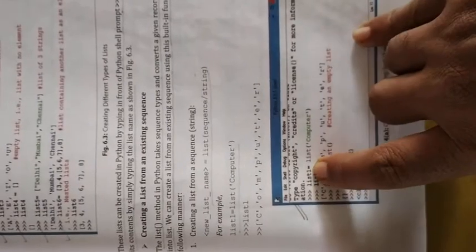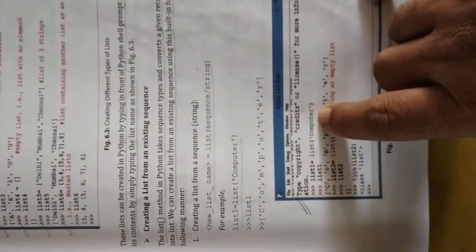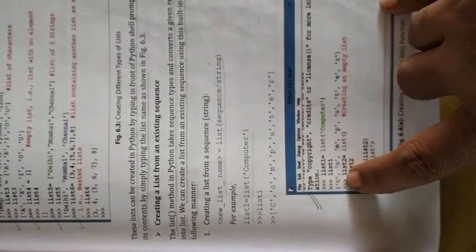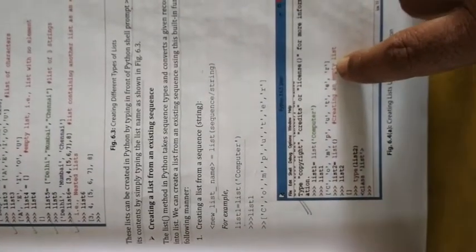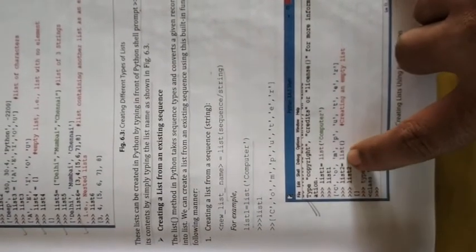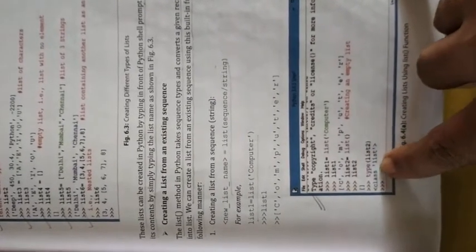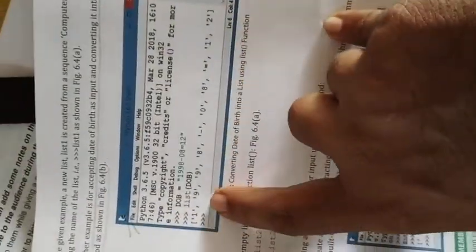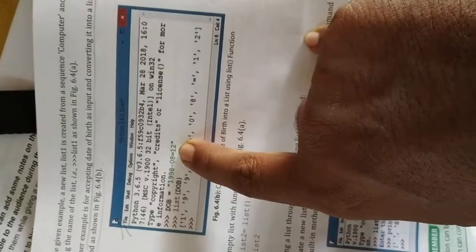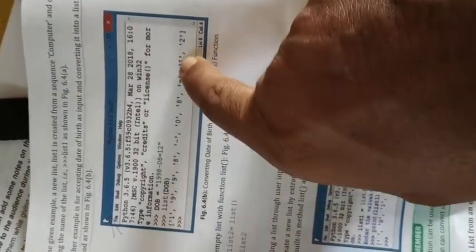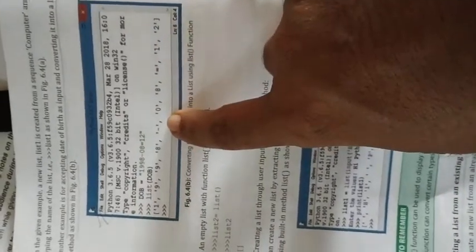Now see, the list of computer. A computer is passed and this is the list. When the list is printed, all the elements are separated by commas. Now list 2, this is the list, and when we print this list, we will get the values in this way. Now see, date of birth is passed inside the list. See, all the elements are separated by a comma with single quotes.